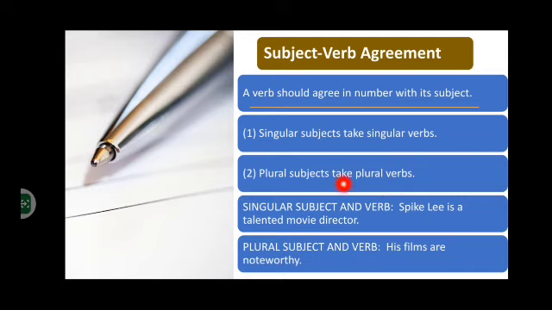So these are the basics of subject-verb agreement. We will go into detail a little bit on the coming slide. So, singular subject and verb, for example, Spike Lee is a talented movie director. You can see that Spike Lee is a singular subject, and that's why a singular verb is used here also. Now, plural subject and verb. His films are noteworthy. So you see that films is a plural subject. That's why a plural verb is used, are. His films are noteworthy.